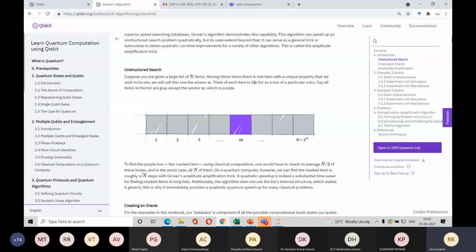In the worst case, to find the purple box, the marked item, using a classical computer, one would need to check on average n/2 of these boxes. If it is 10 records, at least 5 records you need to check, and in the worst case all n of them. On a quantum computer, however, we can find the marked item in roughly root n steps. That means root of 10, so 3 plus some, about 3 iterations. Let us say root of 9 is 3. So roughly in 3 iterations you will be able to find it. That's the Grover amplitude amplification trick.